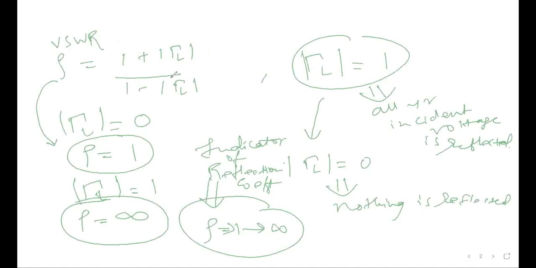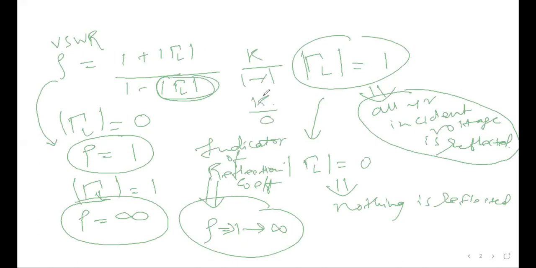Sir, at gamma L equal to 1, how is it going to infinity? Okay. So when mod of gamma L is 1, what does it mean? It means all your incident voltage is reflected, all the power which goes from the source to the load is reflected. The load is not taking any power. So when this is 1, we get some k upon 1 minus 1, which is k by 0. It will tend to infinity, right?